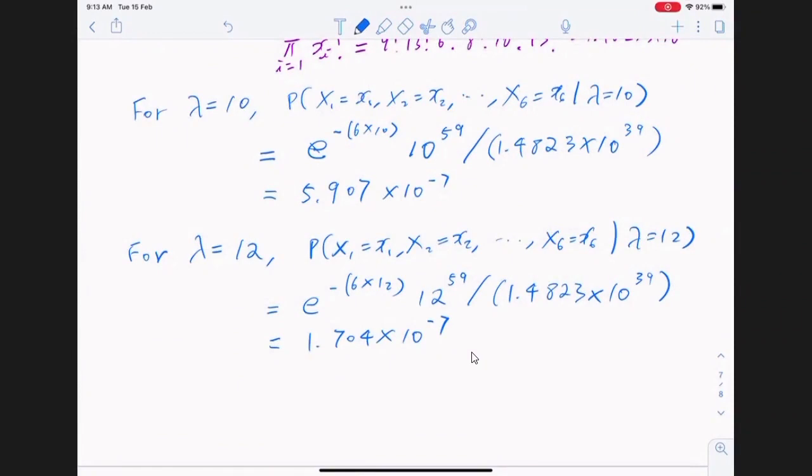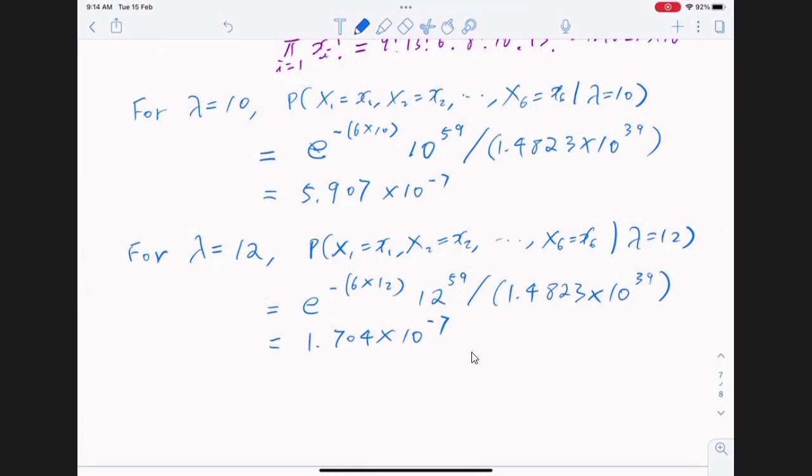Is there any question? Now the second part asks us to compare these two probabilities. And we see that this probability is greater than this probability. So that means the probability when lambda is equal to 10 is larger than the probability when lambda is equal to 12. Later on, you will learn about what we call the maximum likelihood estimation, and this is something related.